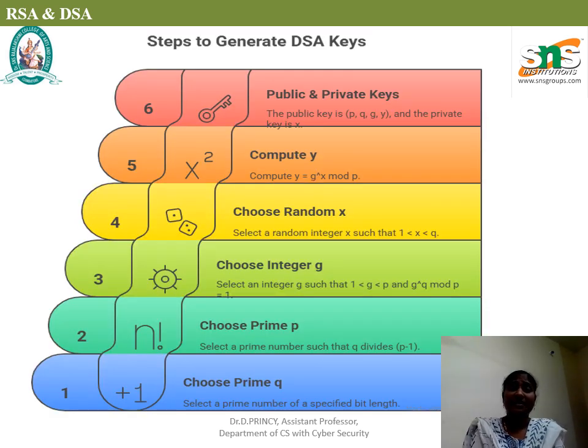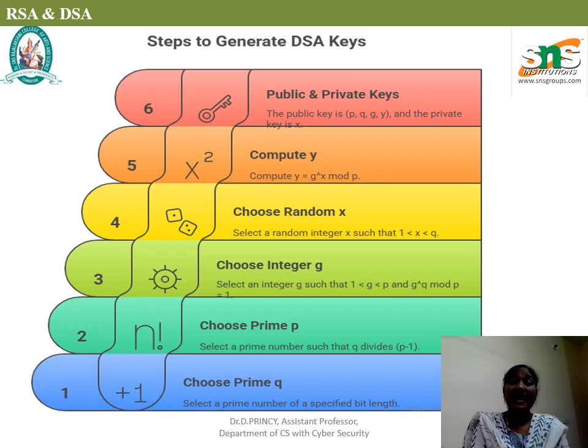The steps to generate keys in DSA. First, we have to choose a prime Q, a prime number of a specified bit length. Next, we have to choose a prime P. For P, there is a criterion that Q divides P minus 1. Next, we have to choose an integer G within the range 1 less than G and G less than P, and G power Q mod P equal to 1. Based on this condition, we choose the integer G.